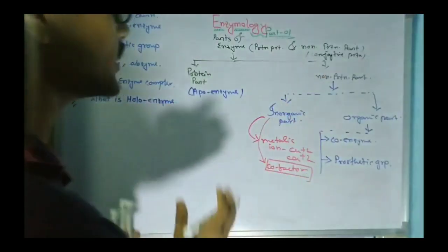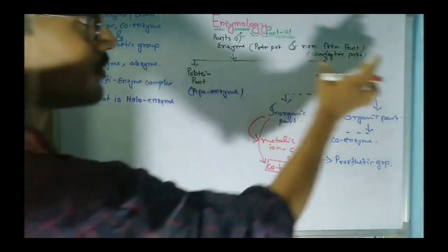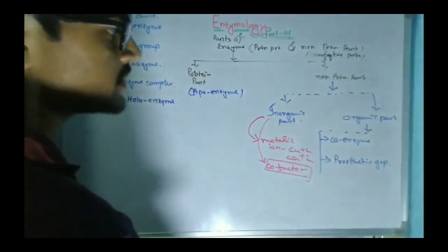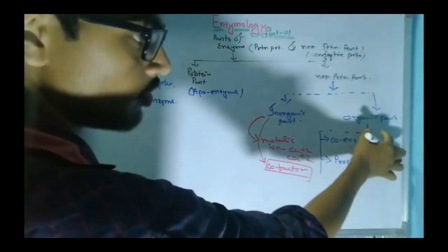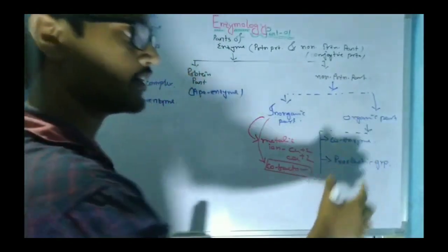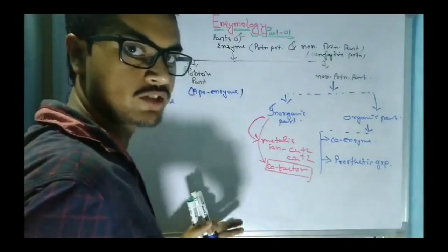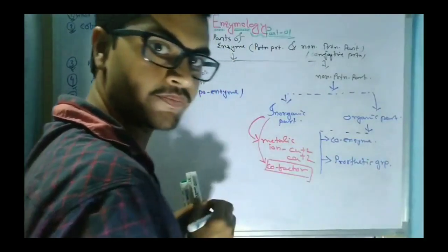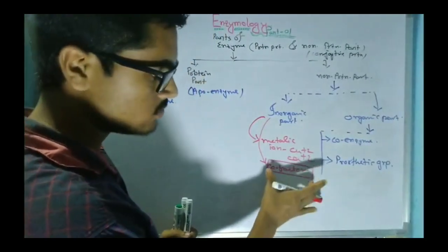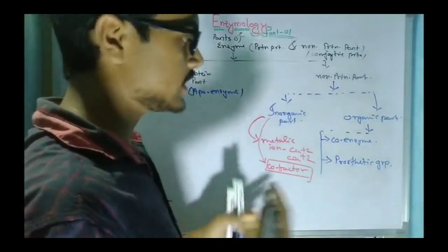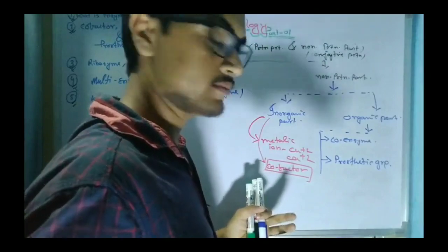So these are the parts of enzyme. The protein part is known as the apoenzyme, and the non-protein part you can divide into two types: the inorganic part and the organic part. We can further divide this organic part into two types: one is the coenzyme, and the other is the prosthetic group. The inorganic part may be a metallic ion like Co2+ and calcium, one of the most important ions present in our body, and all these inorganic metallic parts are known as the cofactor.